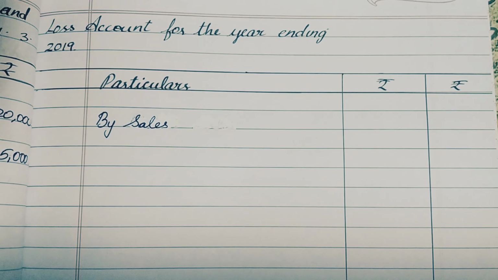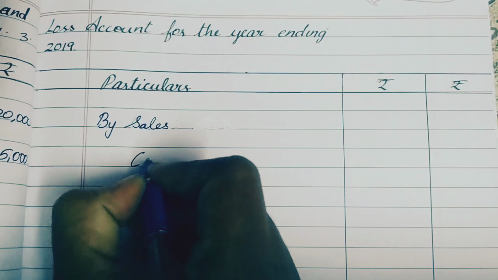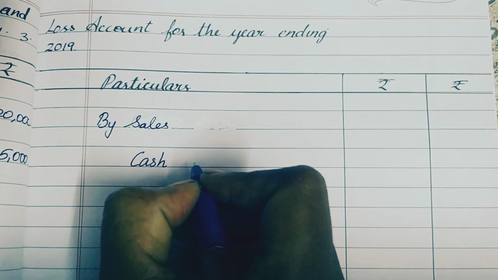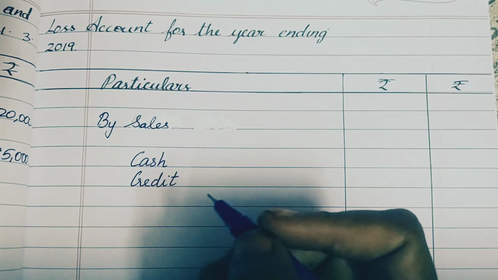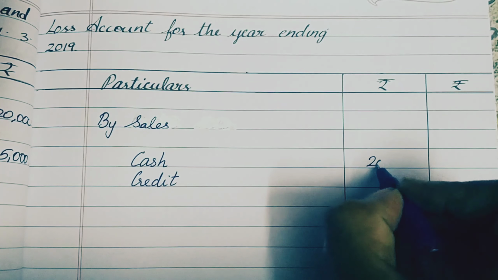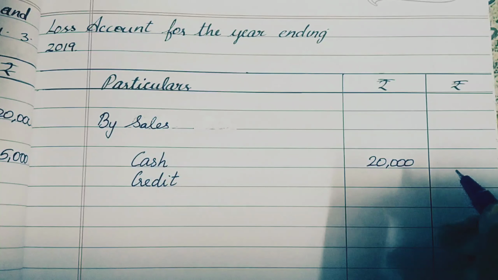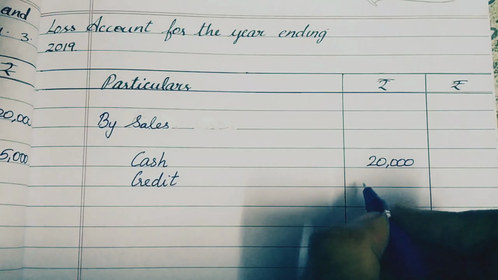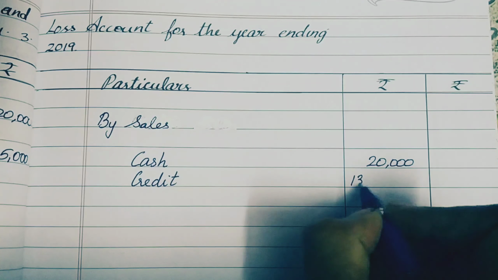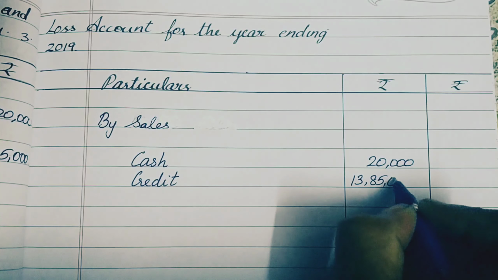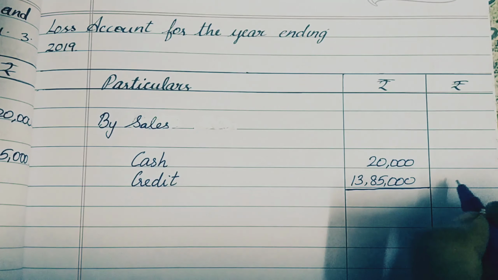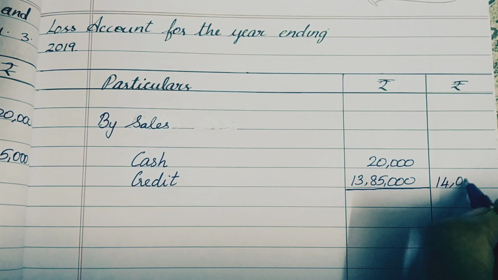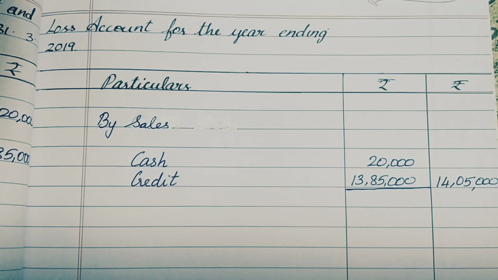On the credit side, it's going to be sales, and we are going to add up the cash sales which is given in the sum and the credit sales which we found out using the total debtors account. So cash sales which is given in the sum is 20,000. So write it in the inner column as we have to do a calculation in this. And credit sales which we found out in the total debtors account is 13,85,000. So we're going to add it and write it in the outer column. So the answer is 14,05,000. So this is the total sales which we found out for this sum.